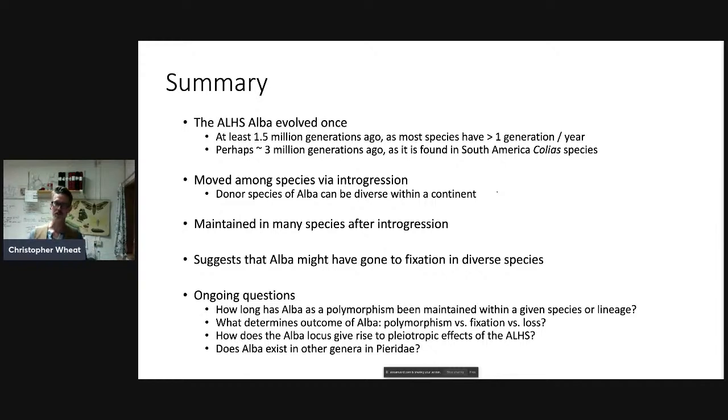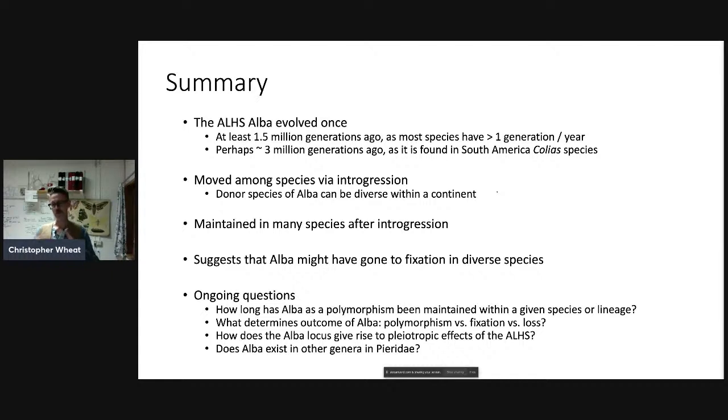So balancing selection looks like it's important. Introgression looks like it's important, but it's been maintained for a long time. It has one origin. So now we're wondering, well, how long can it be maintained as a polymorphism in a given lineage? What determines the outcome of whether it stays polymorphic or whether it goes fixed? That gets back to my initial goals of trying to bring in the eco-physiological aspects of how this Mendelian trait is interacting with the biotic and abiotic conditions that each species finds itself in.